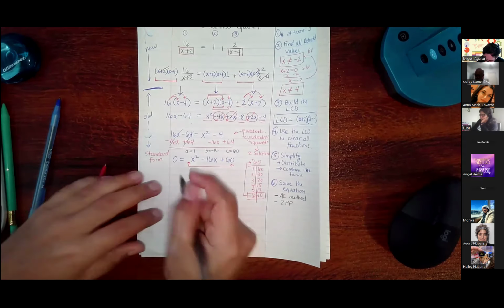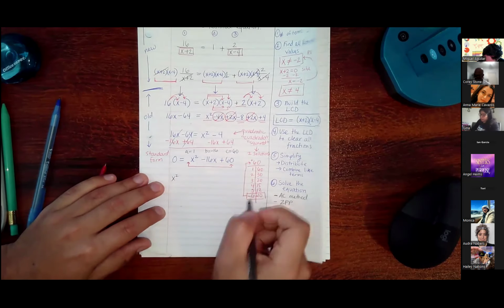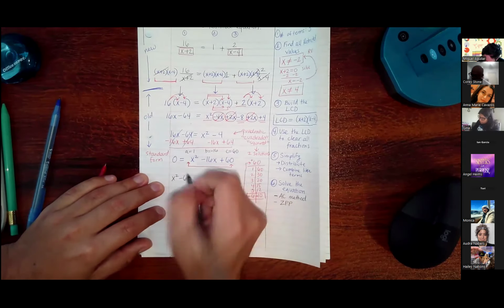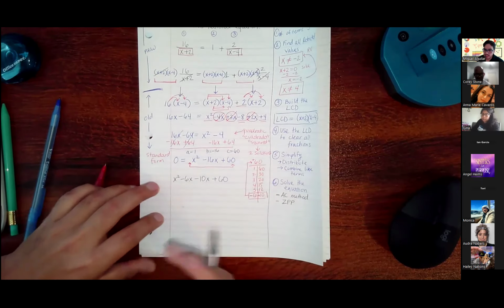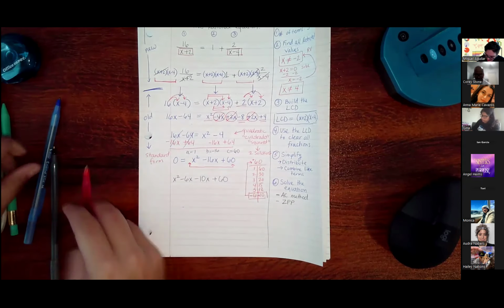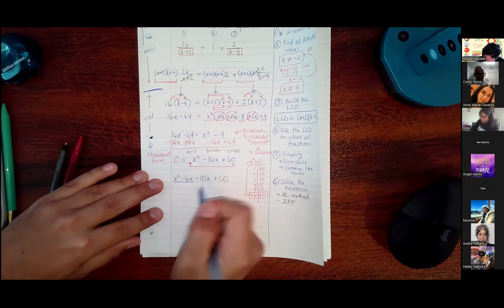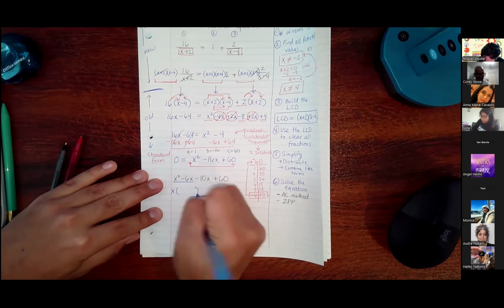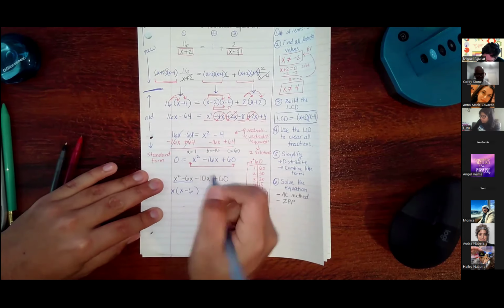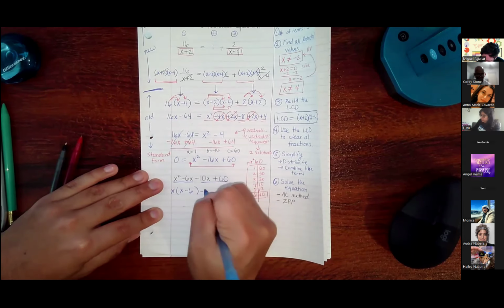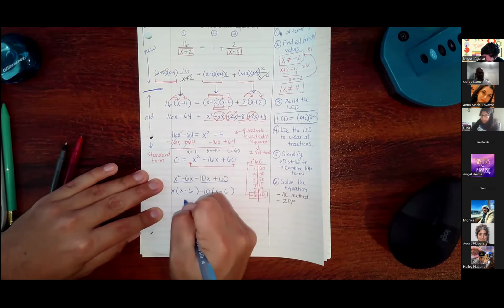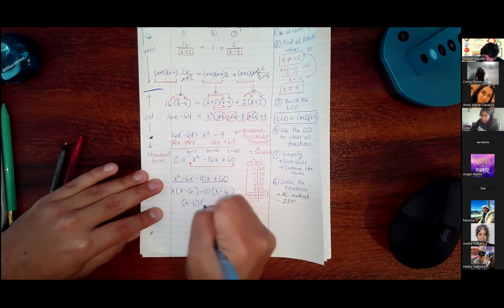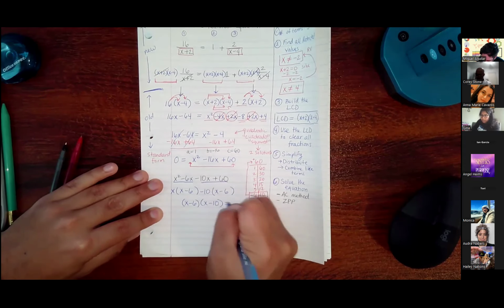I'll go over here now and say we have x squared minus 6x minus 10x plus 60. And then I can begin factoring by grouping. So these two guys have an x in common. So we have x minus 6. These two guys have a negative 10 in common. So we have x minus 6. So we should get x minus 6 and x minus 10 equal to 0.